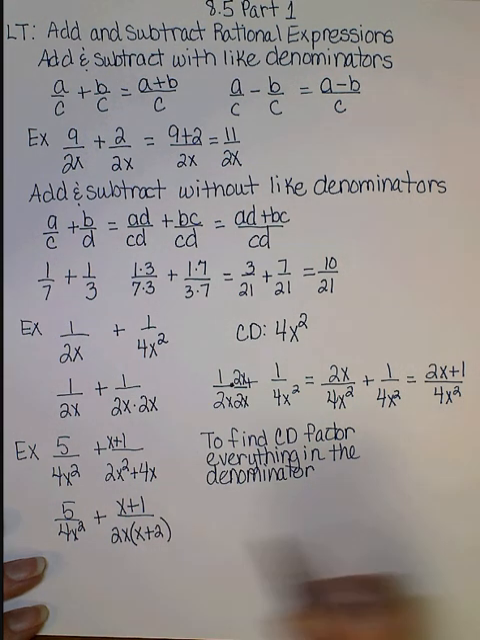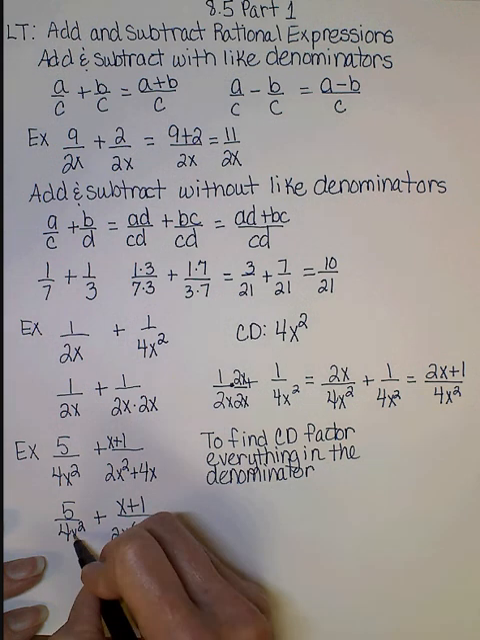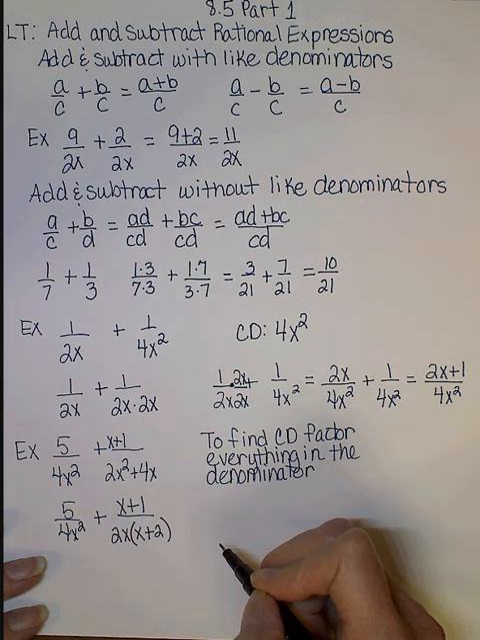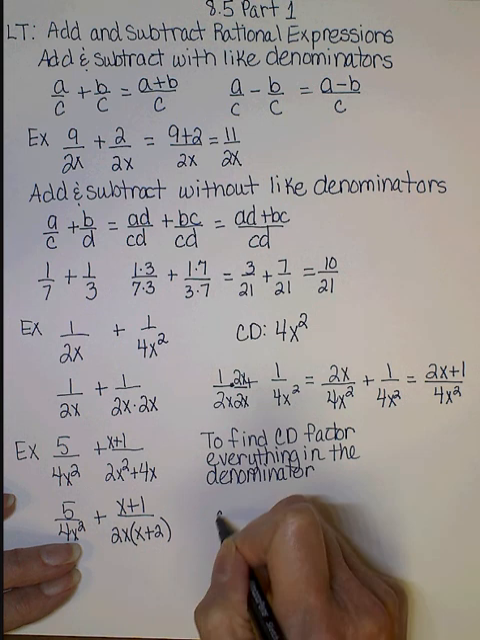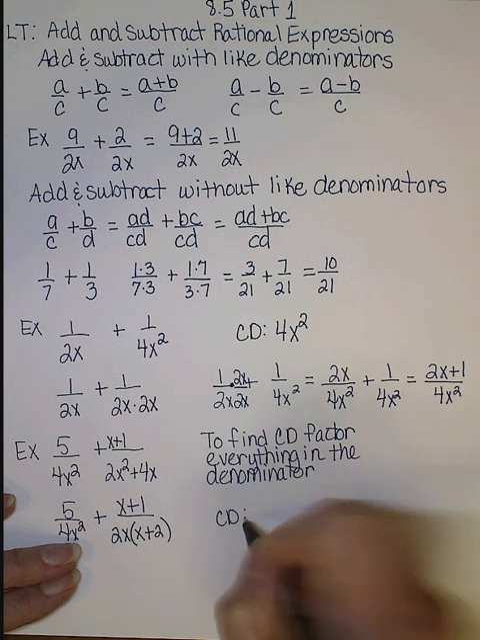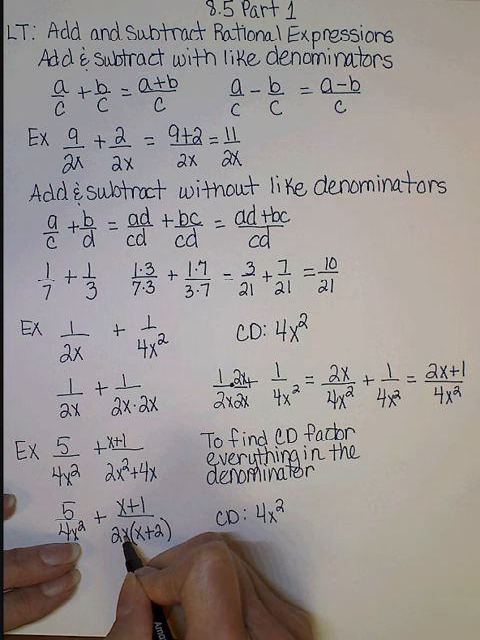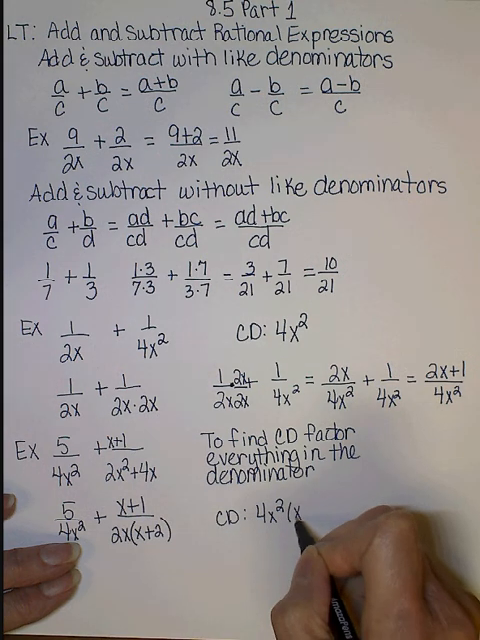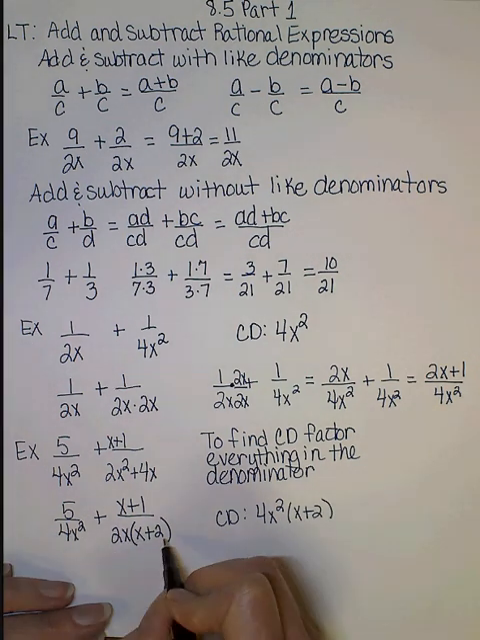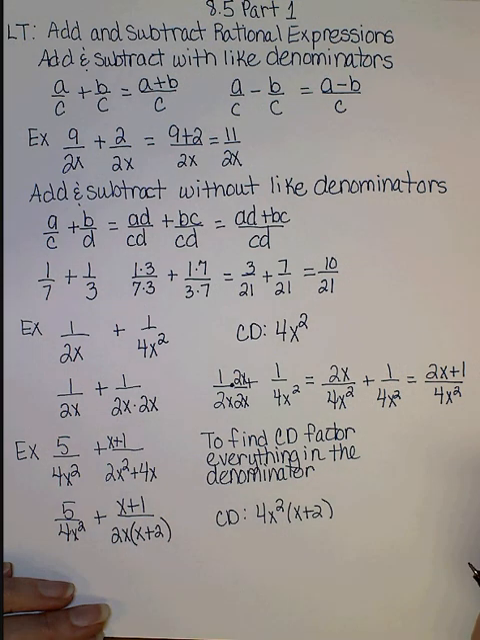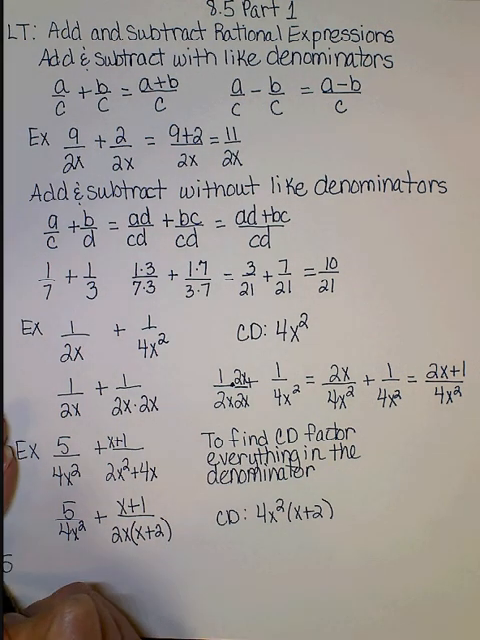Okay, now remember it's very similar to what we did up here. 2x is already contained in 4x squared. So my common denominator, I need the 4x squared, and that takes care of this term. And then I also need the x plus 2. That would take care of everything here and everything here. So now I got to figure out how to get this common denominator.